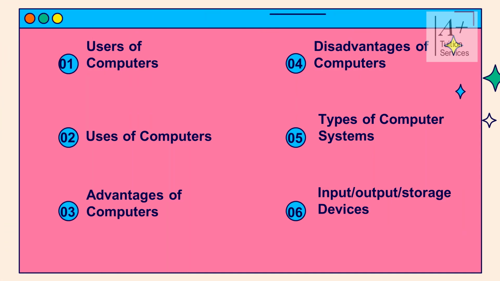We have to cover several objectives for this lesson, and the first objective we need to cover is the users of computers. Second objective, the uses of computers. Then we have the third objective, which is the advantages of computers. The fourth objective, the disadvantages of computers. The fifth objective is types of computer systems, and the sixth objective is input, output, and storage devices.